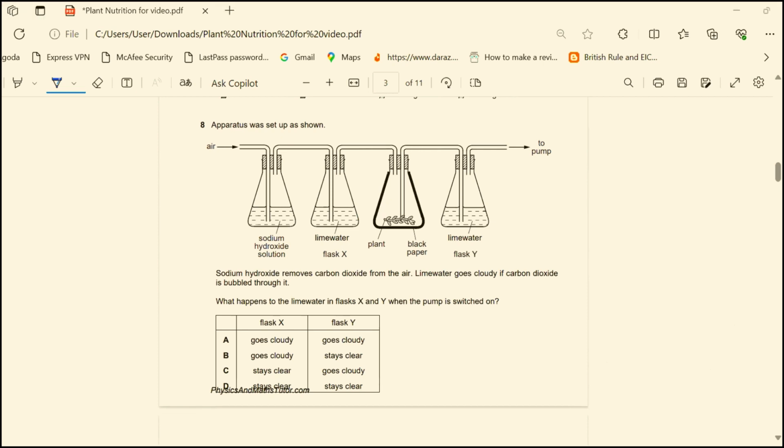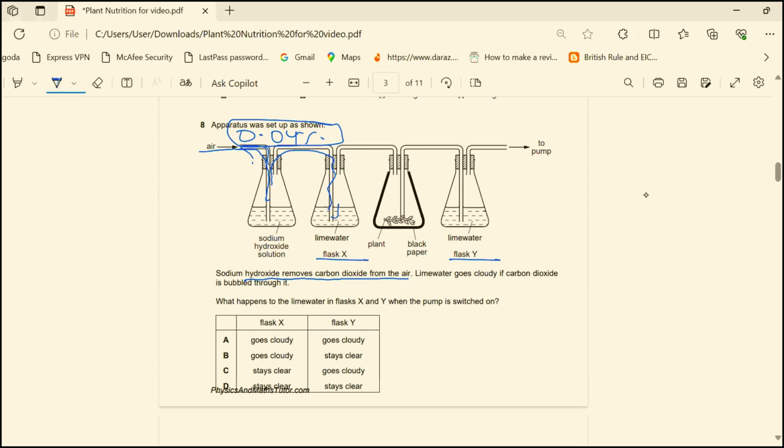Apparatus was set up as shown. Sodium hydroxide removes carbon dioxide from the air. Lime water goes cloudy if carbon dioxide is bubbled through it. What happens to the lime water in flask X and Y when the pump is switched on? As we can see, it is written that sodium hydroxide removes carbon dioxide from the air. So when air passes in, the 0.04% carbon dioxide in the air is removed, and when it goes into flask X, it will remain clear because there is no carbon dioxide to react.